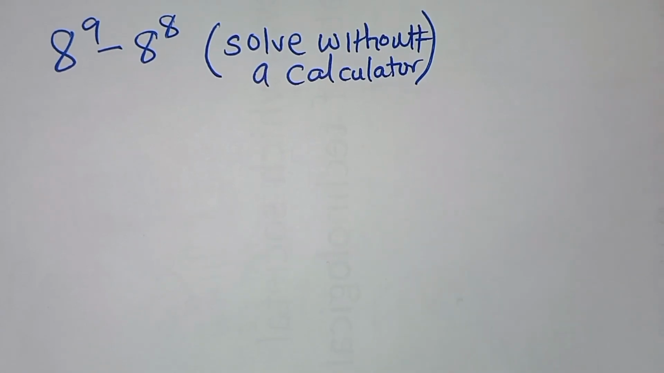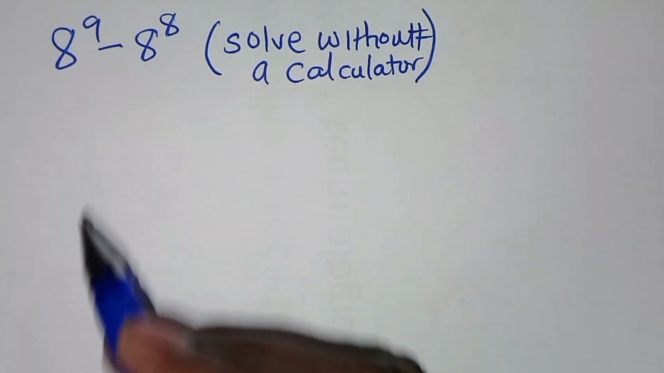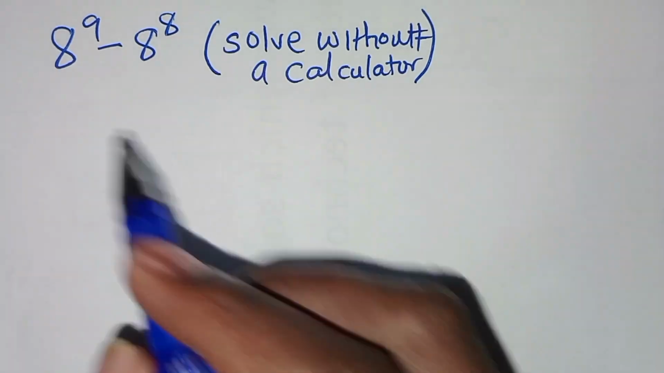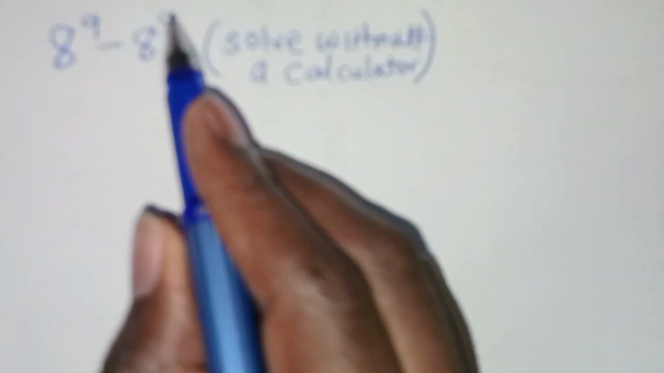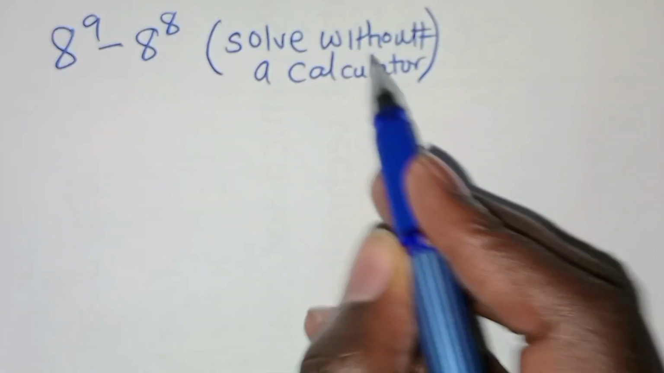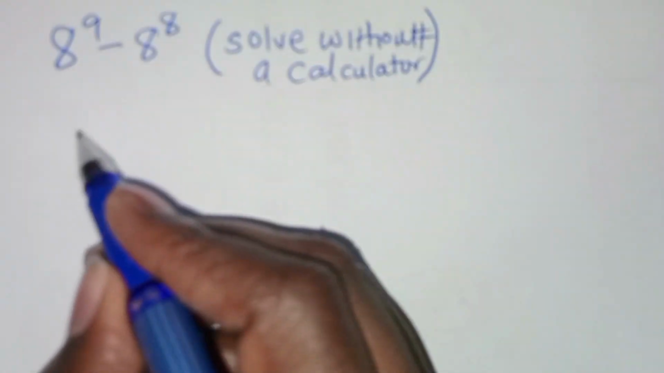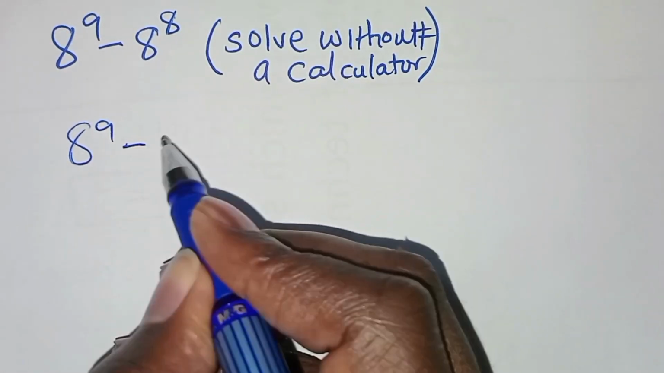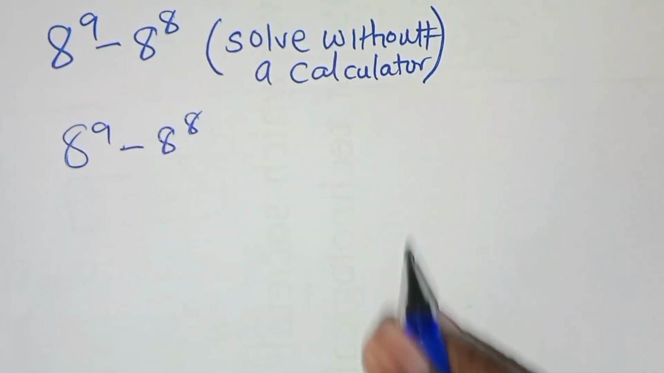Welcome to solve this math problem without a calculator. So we have 8 to the power 9 minus 8 to the power 8. So we solve without a calculator. So now 8 to the power 9 subtract 8 to the power 8.